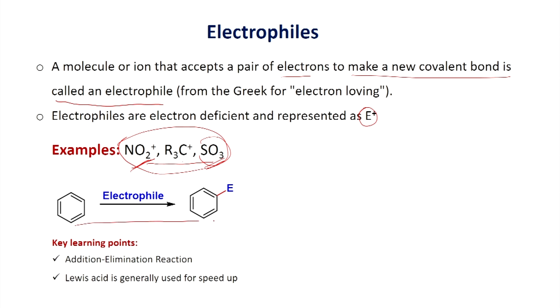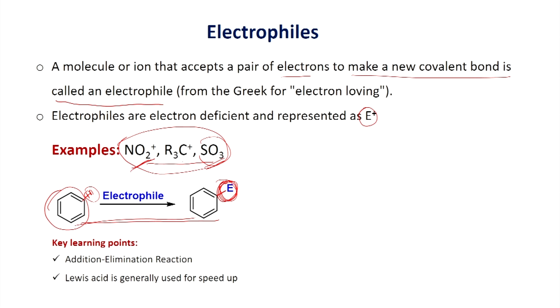Here an example is shown, a common representation of aromatic electrophilic substitution. Look here, you have the benzene ring and the C-H bond is converted into a new covalent bond with E, which represents the electrophile. First the benzene ring undergoes addition with the electrophile, followed by elimination of a proton. So it involves an addition-elimination reaction. At the end, overall you substitute the electrophile in place of hydrogen. It is a substitution reaction, an aromatic electrophilic substitution reaction.